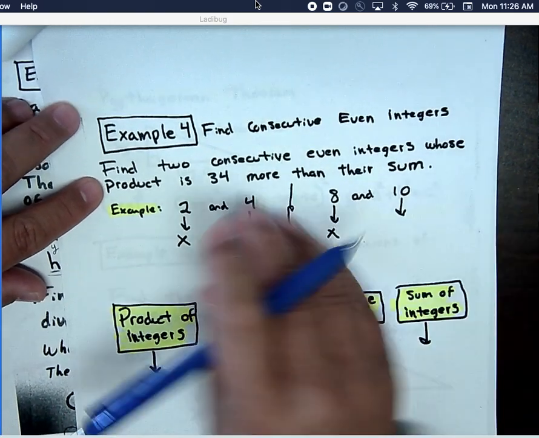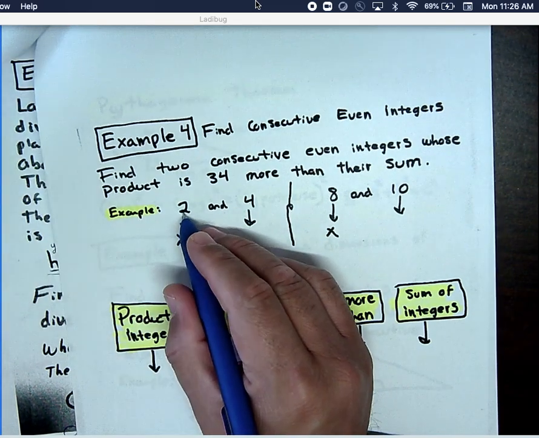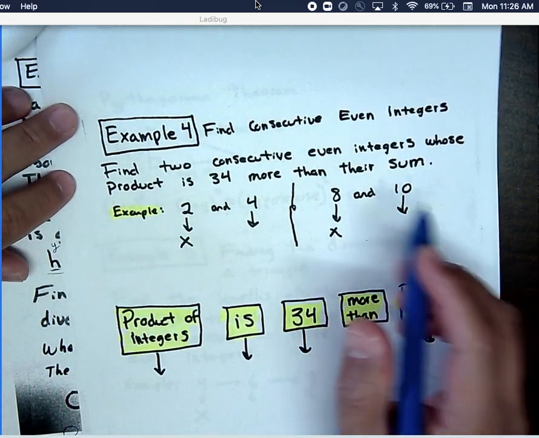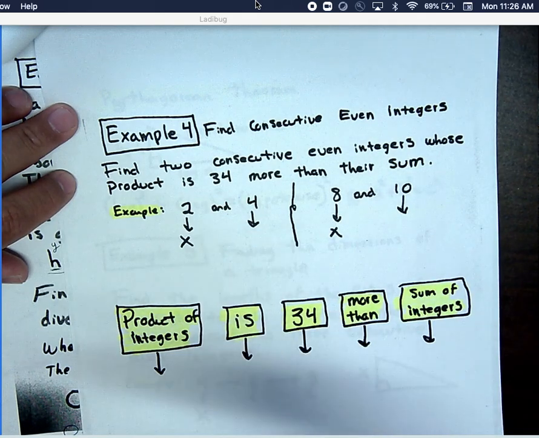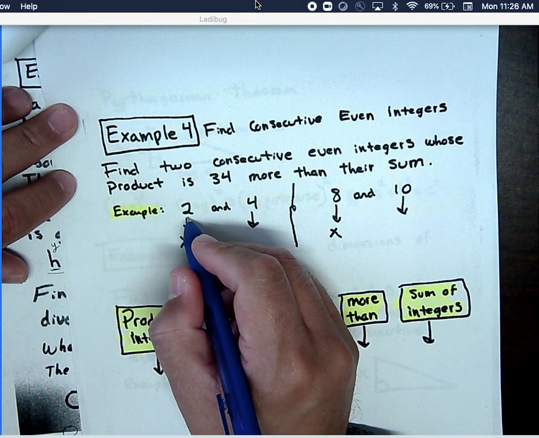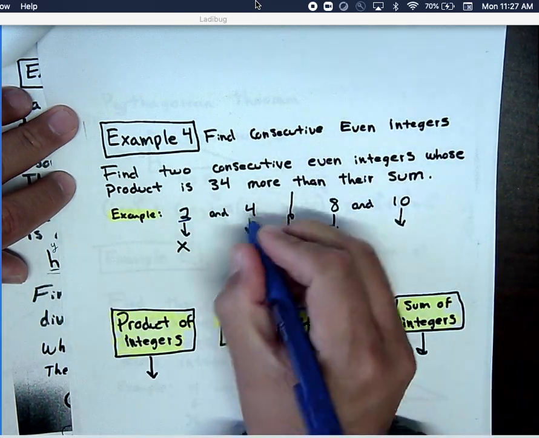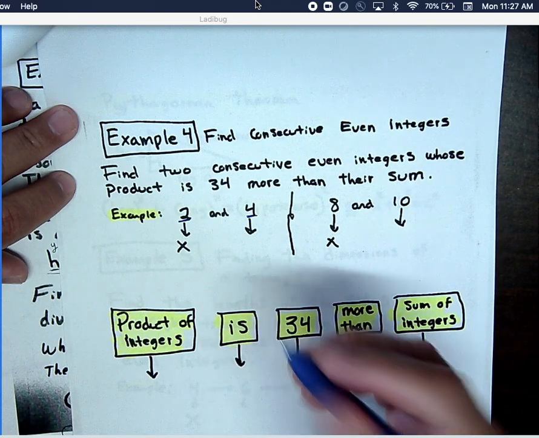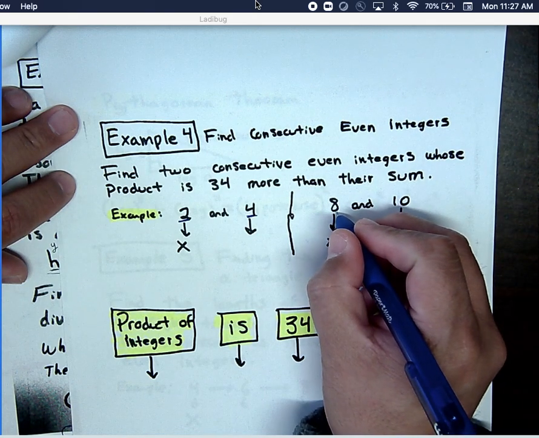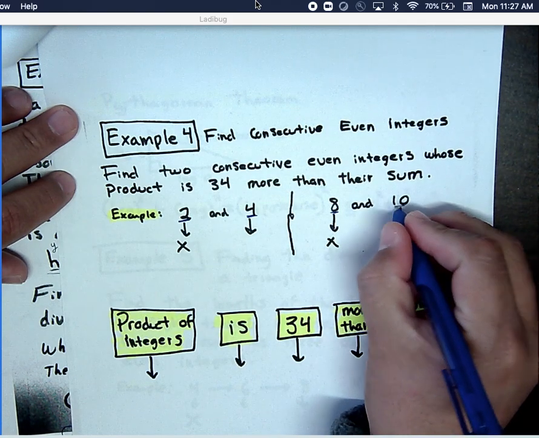This is just an example of consecutive even integers. Even is 2, 4, 6, 8, and so on. Consecutive means one right after the other. So if I say the first even integer is 2, the consecutive one would be 4. Again, if I choose 8, then the next even number would be 10.